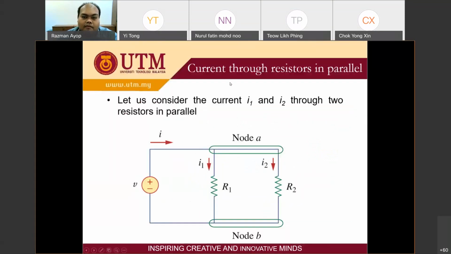So we have learned about the voltage divider rule. Now we learn about the current divider rule.